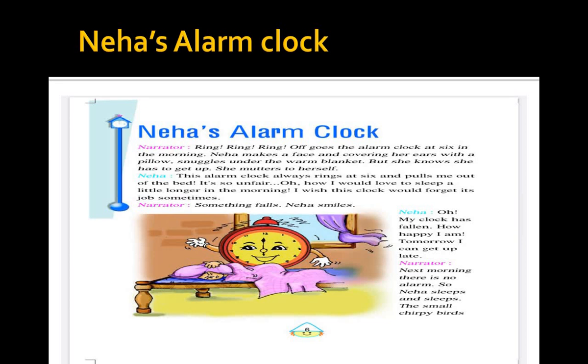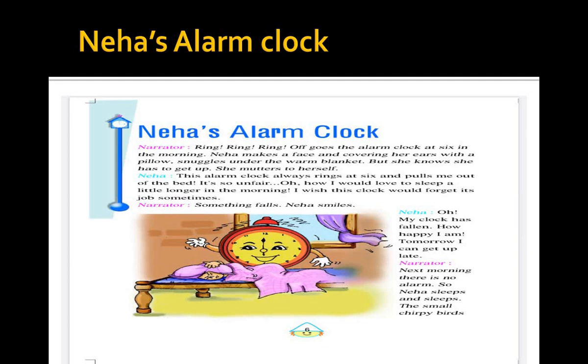What does she say? Let's read out. This alarm clock always rings at 6 and pulls me out of the bed. So every time she's actually having a hatred against her alarm clock. Why this alarm clock rings at 6 and disturbs her sleep. So she is very much frustrated and angry and annoyed at her alarm clock, and that is why she calls it very unfair. It's so unfair.